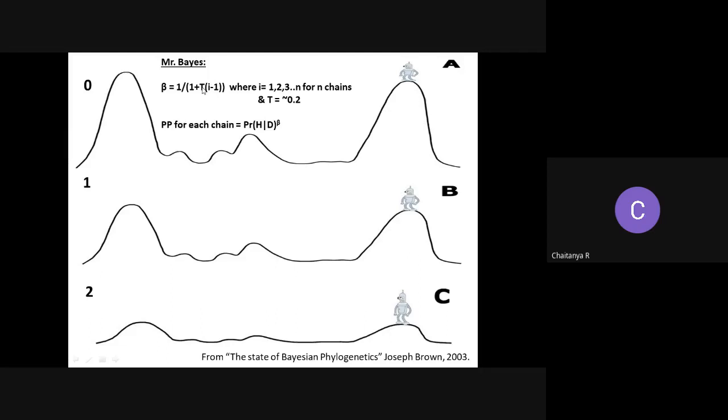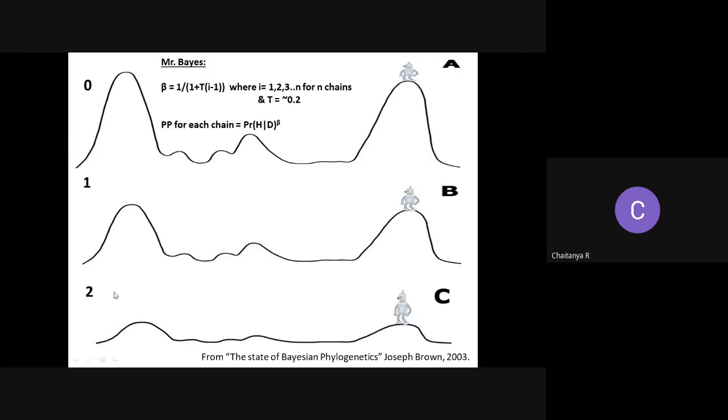So what you get is T multiplied, and T here is approximately 0.2. Oh, I'm sorry, I made a mistake in this chart. A is actually 1, not 0. So if you substitute I with 1, you'll see that this whole value becomes 1. So beta becomes 1, and you basically take your posterior probability and raise it to the power of beta, which for the cold chain is 1. So your posterior probability does not change.